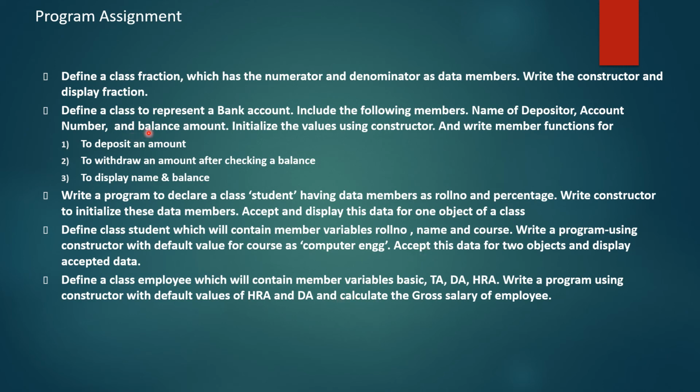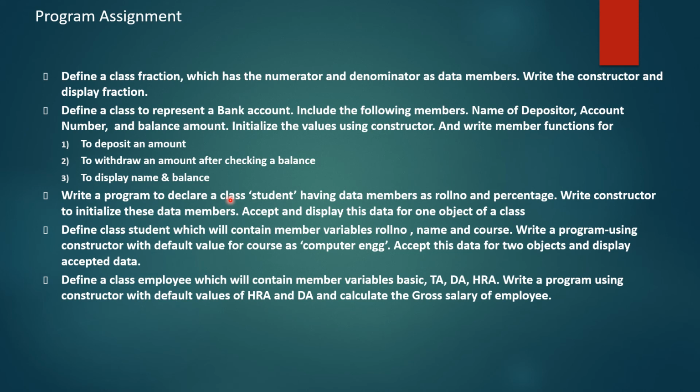Okay, next is write a class to represent a bank account, including the following members: name of the depositor, account number and balance amount. Initialize the values using a constructor. With the help of the constructor you have to initialize the values, and add member functions to deposit an amount, to withdraw an amount after checking the balance, and to display name and balance. So to deposit an amount we have to write a separate member function, one constructor. For withdraw, you have to write a separate member function, and for name and balance, show data, you can display the name and balance.